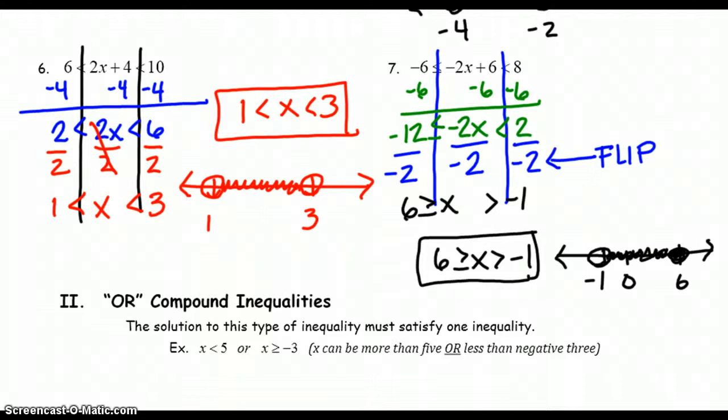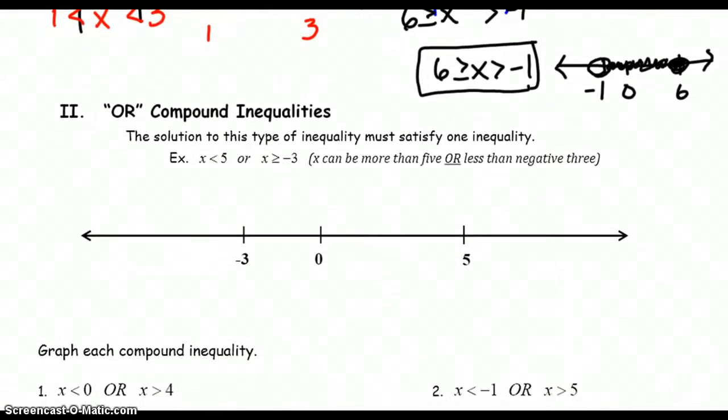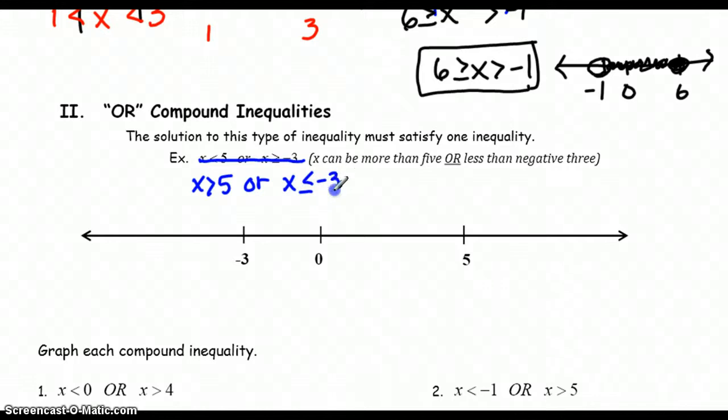All right, let's go ahead and move on to type 2, which are our OR compound inequalities. The solution to this type of inequality only has to satisfy one of the inequalities. So when we graph an OR compound inequality, you simply draw both graphs on the same number line. So let's take a look at this first example. But before we do, I want to change it. It's going to be x is greater than 5 or x is less than or equal to negative 3.